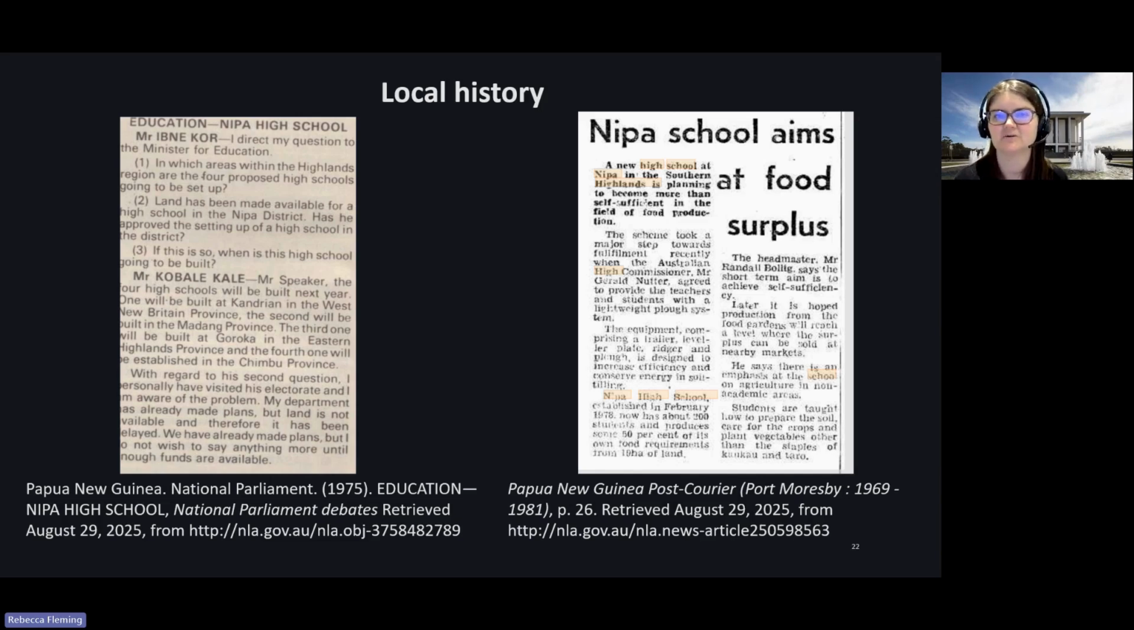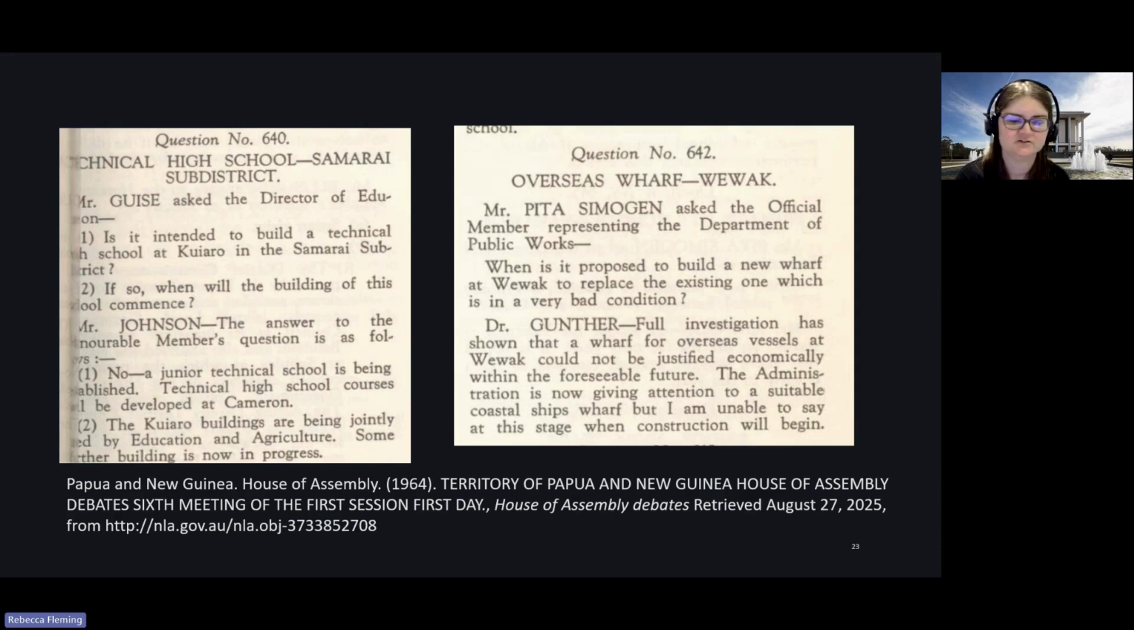So that's one of the exciting things about digitising material and putting it on Trove, is that we can bring sources together and find out the rest of the story as well. I'll take a look at two more examples of that from the pre-independence period. And you see in August 1965, another example of a discussion of the creation of a high school. And then on the right-hand side, you see discussion of the building of a wharf in Wewak to replace the existing one, which was in poor condition.